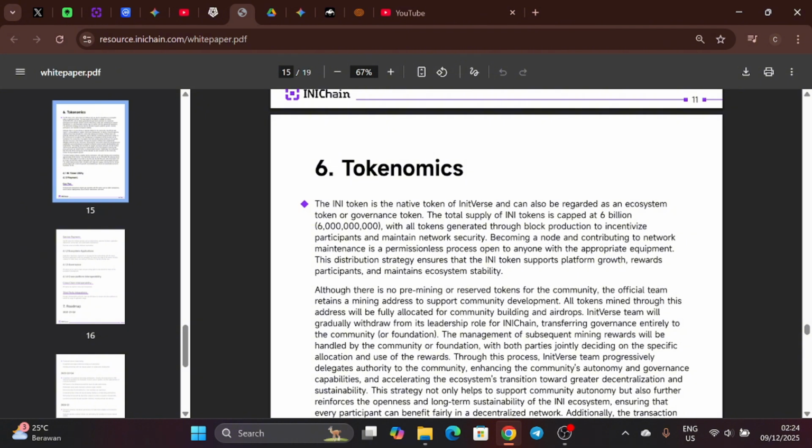All tokens are generated through block production to incentivize participants and maintain network security. Becoming a node and contributing to the network maintenance is a permissionless process open to anyone with appropriate equipment. This distribution strategy ensures that the INI token supports platform growth, rewards participants, and maintains ecosystem stability.